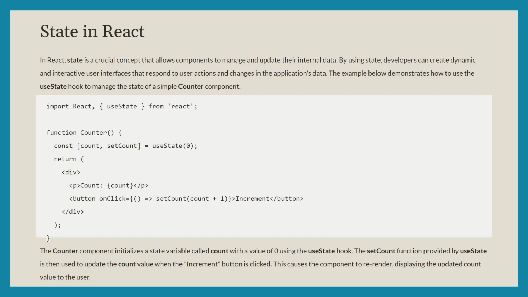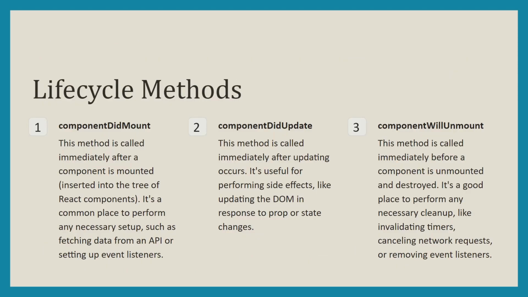So the Counter component initializes a state variable called count with a value of 0 using the useState hook. The setCount function provided by useState is then used to update the count value when the increment button is clicked. This causes the component to re-render, displaying the updated count value to the user.